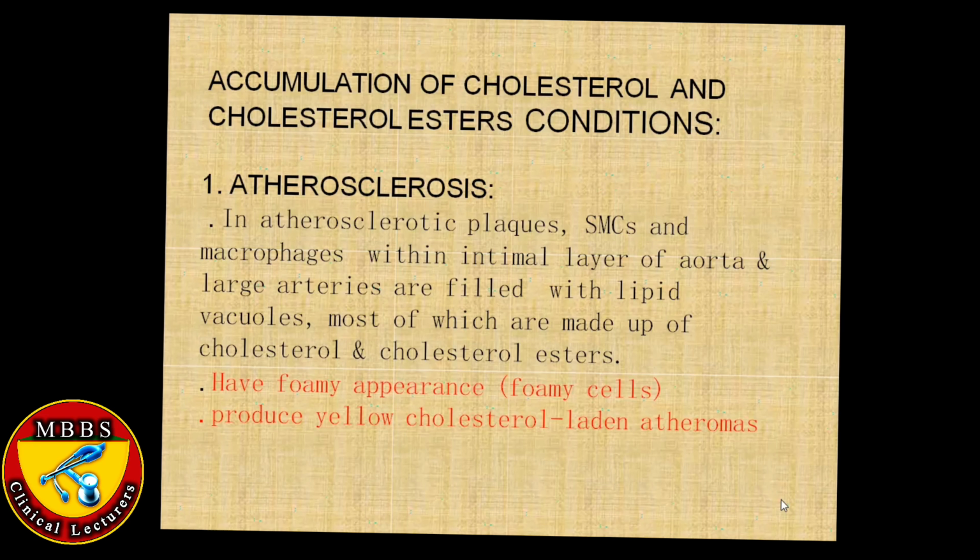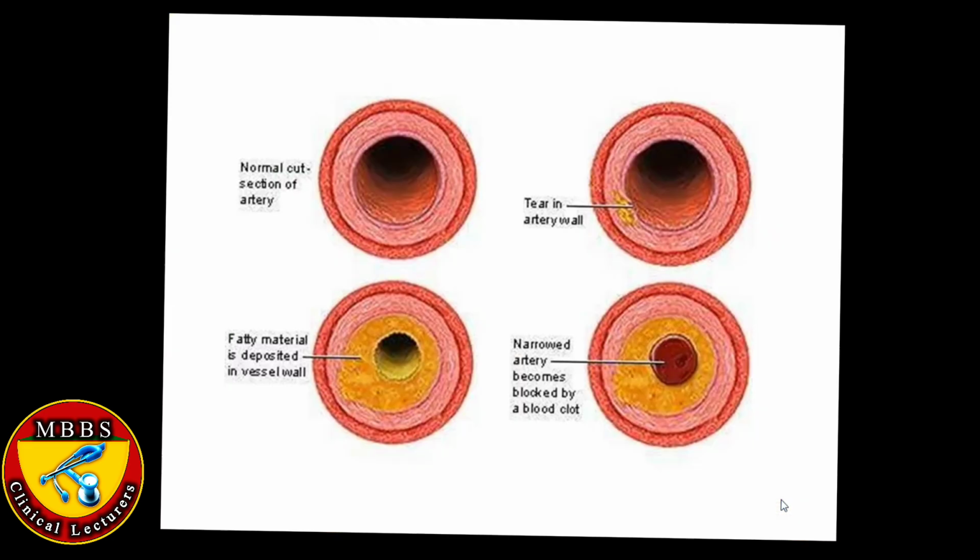Accumulation of cholesterol and cholesterol esters is seen in atherosclerosis. In an atherosclerotic plaque, smooth muscle cells and macrophages within the intimal layer of the aorta or large arteries are filled with lipid vacuoles, most of which are made up of cholesterol and cholesterol esters that have a foamy appearance. That's why we call it a foam cell. This produces a yellow cholesterol-laden atheroma that we call an atheromatous plaque.